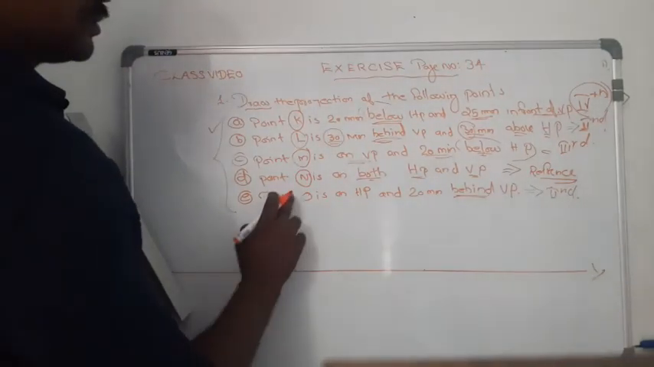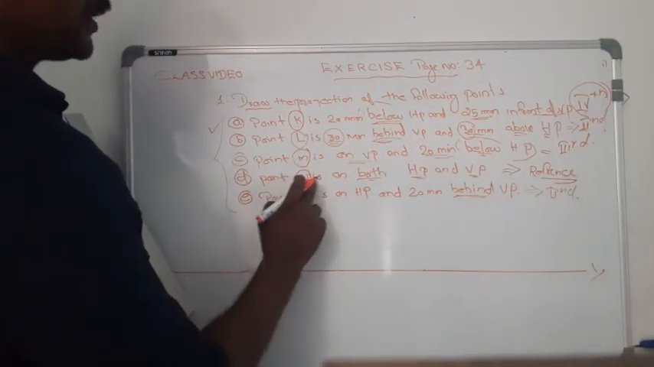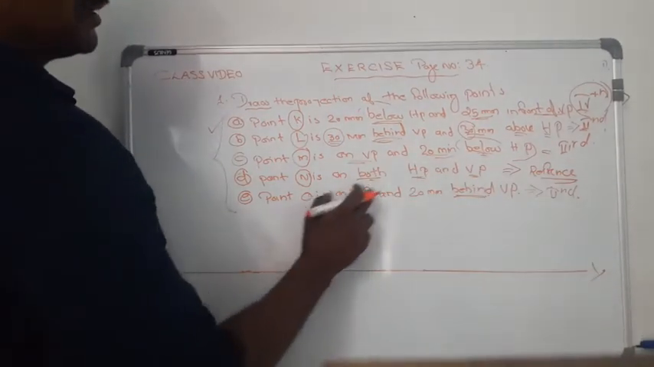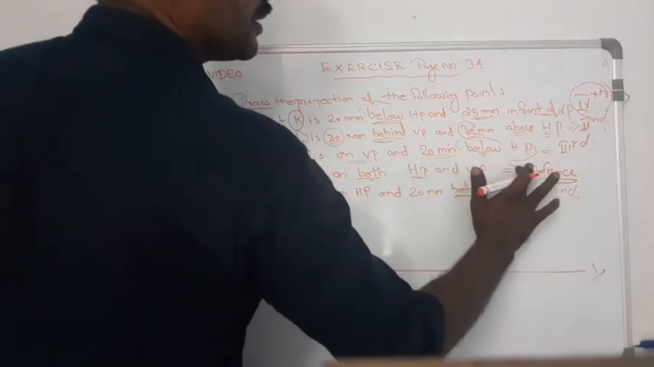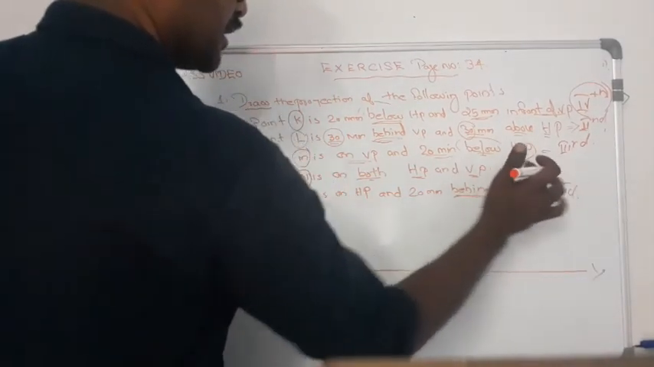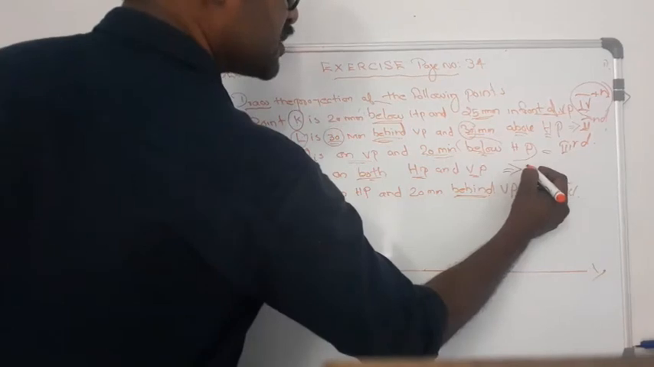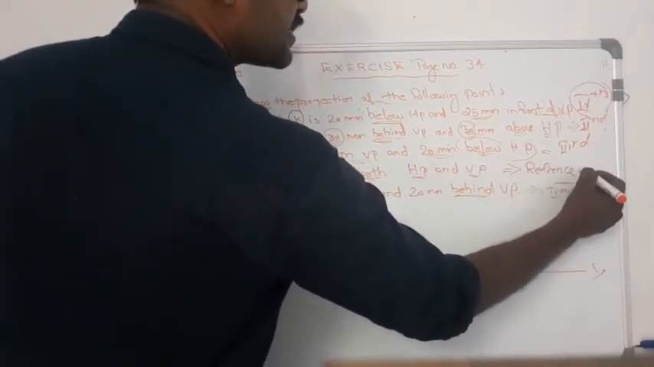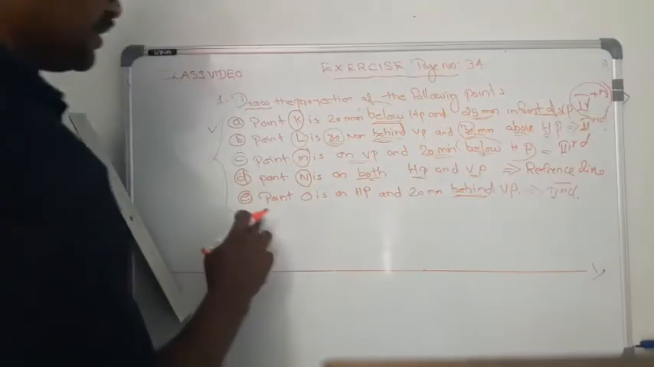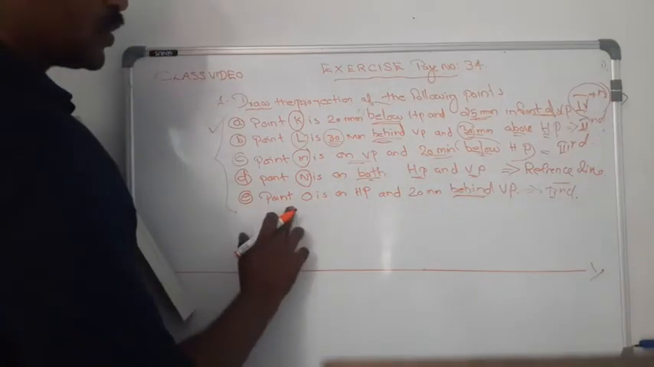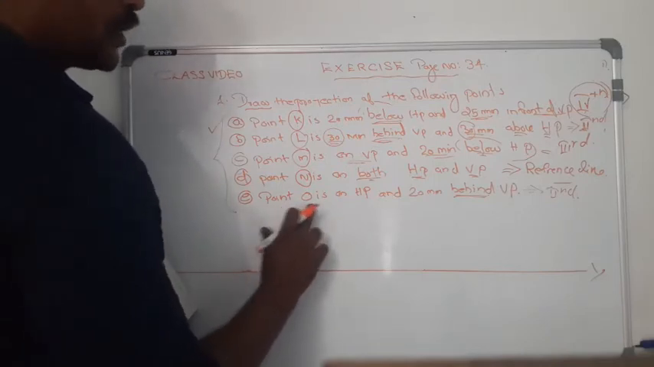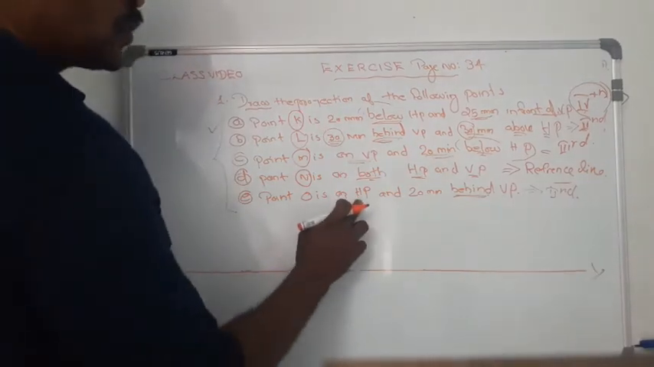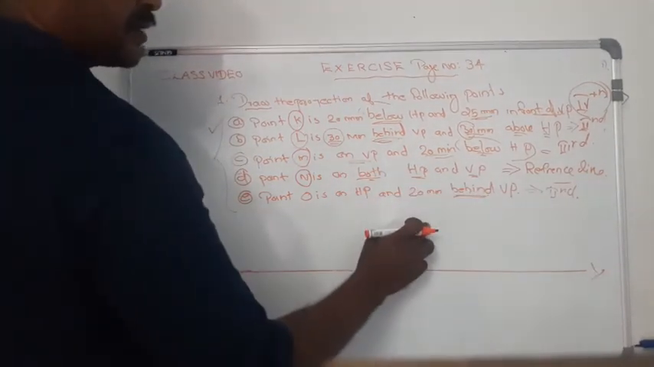Now, next one, point N. Point N is on both HP and VP. So here that point is on the reference line. Next one, last one, point O. Point O is on HP and 20 mm behind VP.